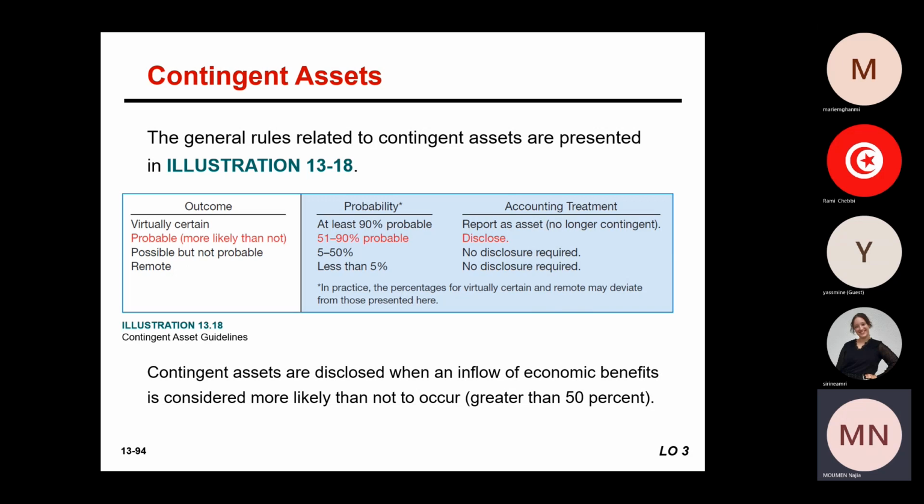So contingent assets are disclosed when an inflow of economic benefit is considered more likely than not. We just need to provide additional information regarding this contingent asset only when there is a probability of greater than 50%, more likely than not, that there will be an inflow of economic benefits for the business.